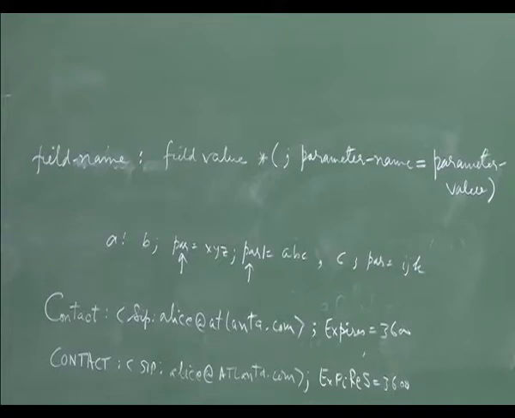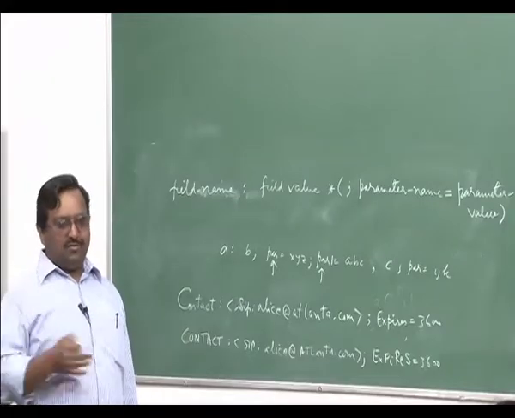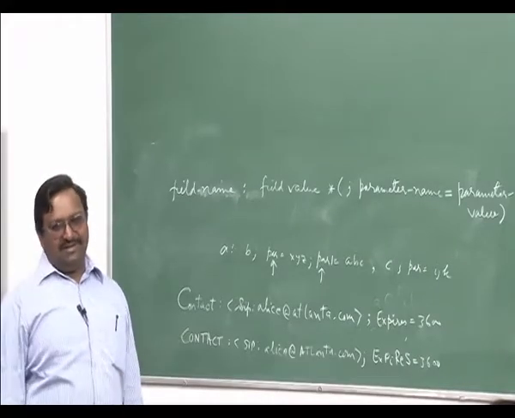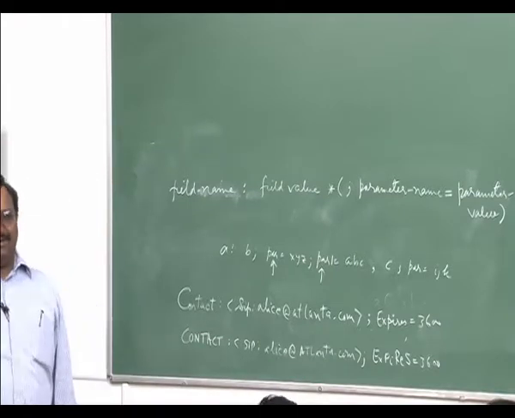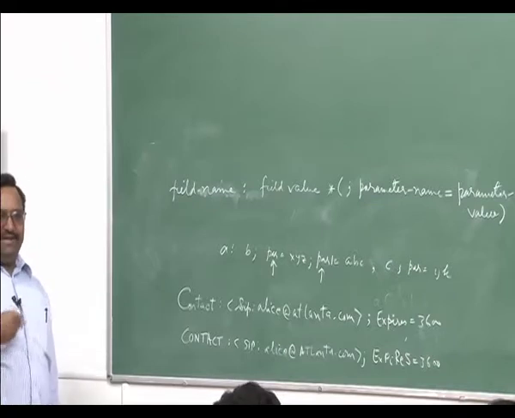What is the expire period? Timeout. Contact will expire after this much time. At the time of registration, you are telling them: you have to connect to me, but I will probably be moving out. So after this time, I will not be available here unless I actually send you another invite or another update. You have to keep on updating.